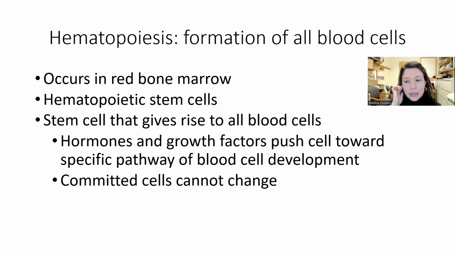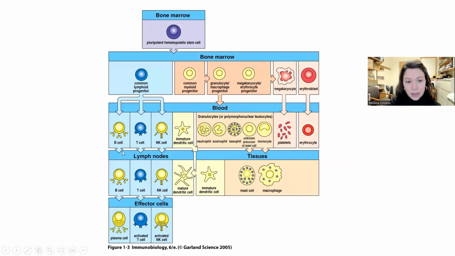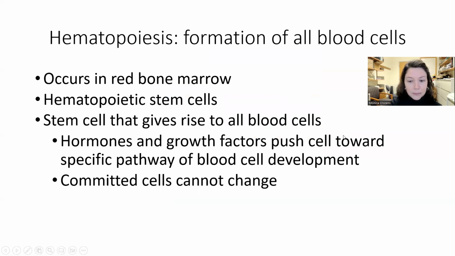Now, you don't need to know in great detail for this, but hormones and growth factors can push a cell towards one pathway or another. And once they're committed to one pathway or another, they can't change. So for example, a common lymphoid progenitor will never turn into a red blood cell. It just doesn't have the genetic programming for that.